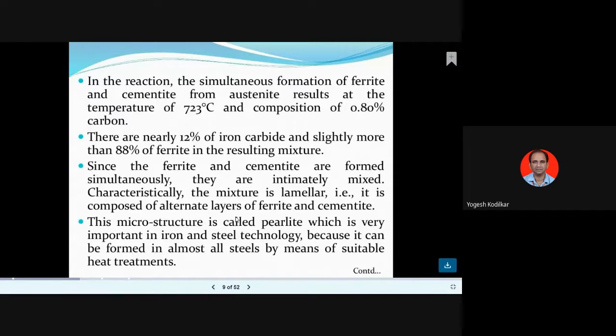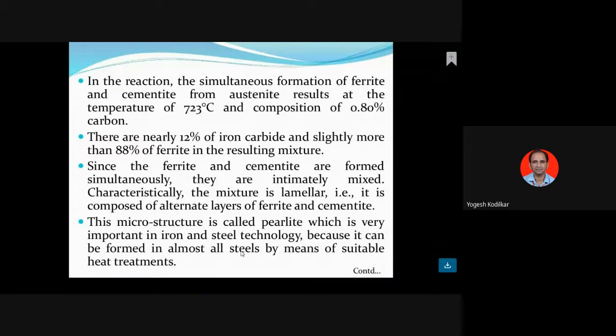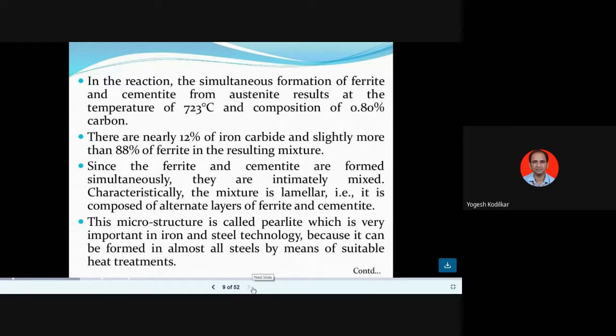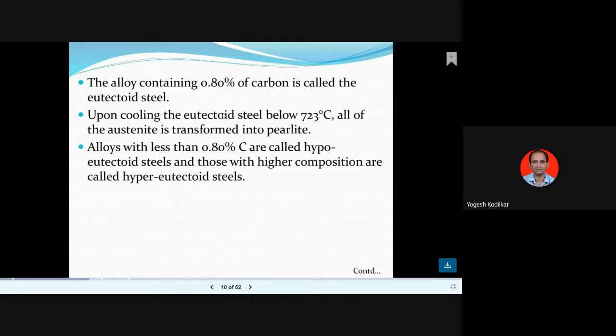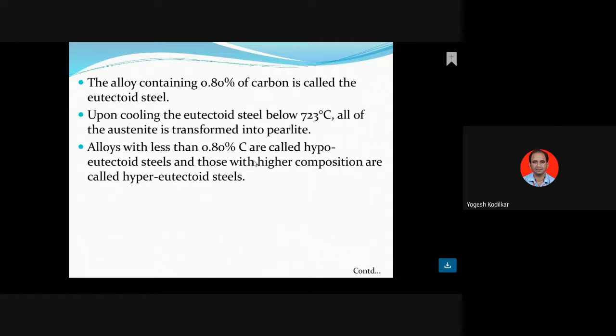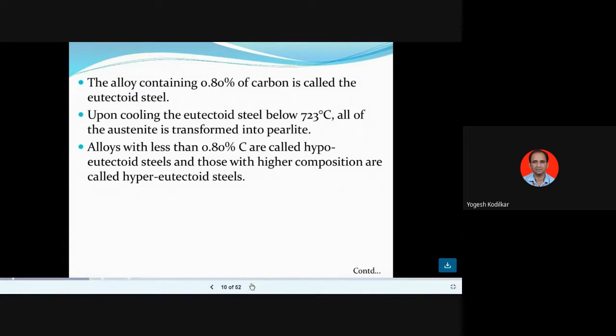The microstructure is called pearlite, which is very important in iron and steel technology because it can form almost all steel by means of suitable heat treatment. Now, the alloy containing 0.80% carbon is also called eutectoid steel. Upon cooling the eutectoid steel below 727 degrees Celsius, all of the austenite is transformed into pearlite. Alloys with less than 0.83% carbon are called hypoeutectoid, and with higher composition are called hypereutectoid steels.